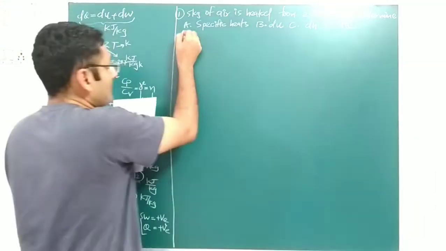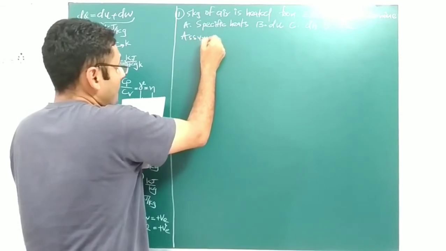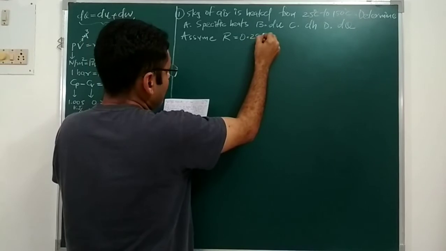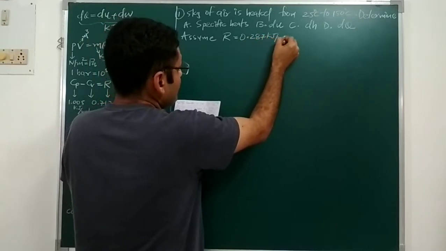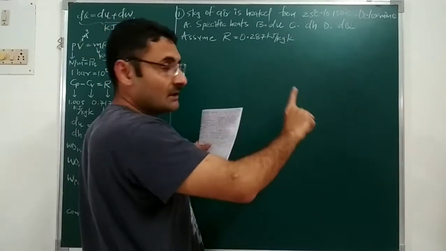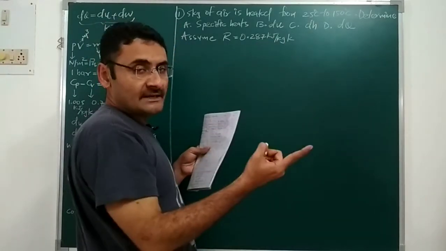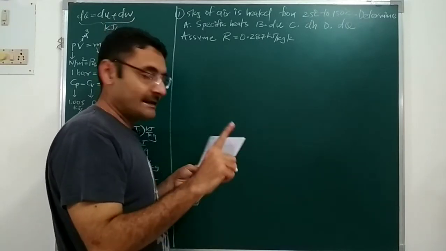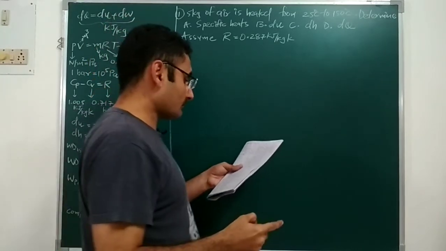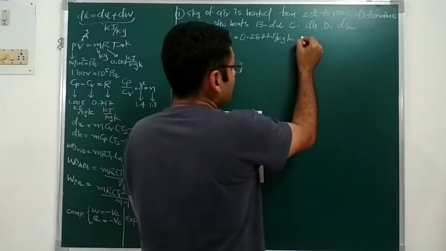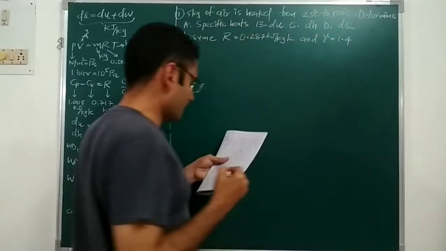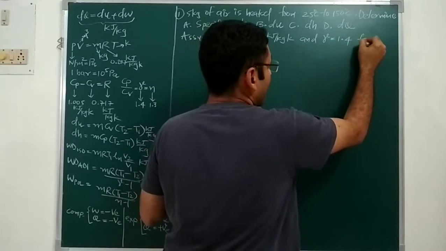Next, assume R, the gas constant, which is 0.287 kilojoule per kg Kelvin. Supposing this unit is given as 287 joule per kg Kelvin, you have to convert R into kilojoule per kg Kelvin by multiplying it with 10 raised to minus 3. But over here the unit is directly kilojoule per kg Kelvin, so you have to accept this value. Anything else? Gamma is equal to 1.4 for air.